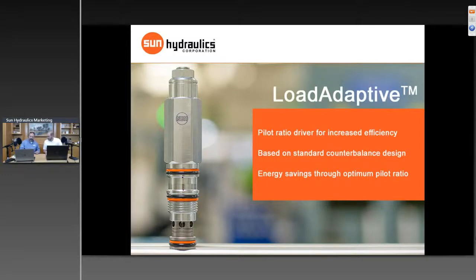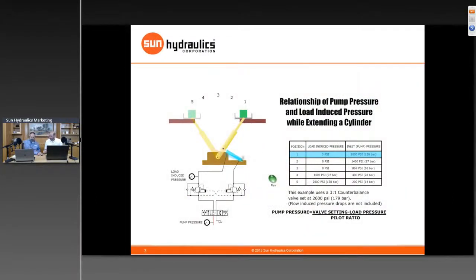Sure. We have a quick example here to go over a typical simple counterbalance application. There we go. So here we've got a simple little application where we have a load that's being supported by a boom, and that boom is being moved by a cylinder. On the cylinder, to control its motion, we have two counterbalance valves in a typical crossport application.